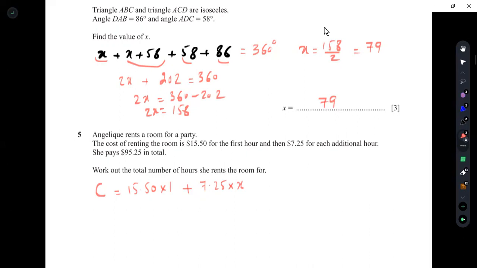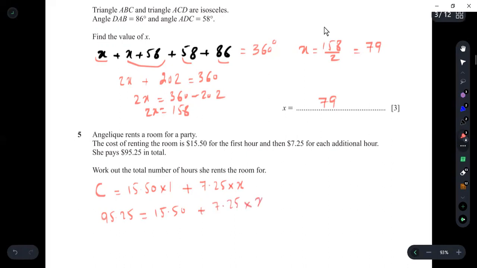So we know that she pays 95.25. 95.25 is the total cost she paid. That means for the first hour, she must have paid 15.5 times 1, plus she paid 7.25 for the remaining hours. We don't know how many hours there are, so let it be x. To solve this equation, first of all, we take this to the left. We subtract 15.50 and then we will be able to find the value of x.